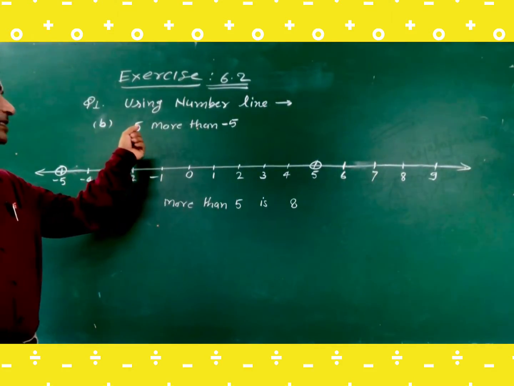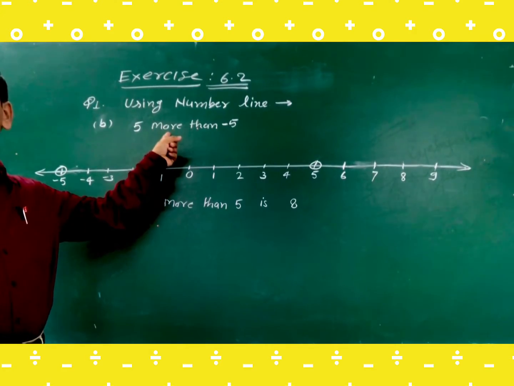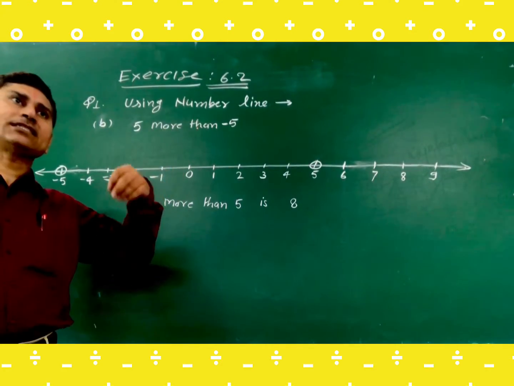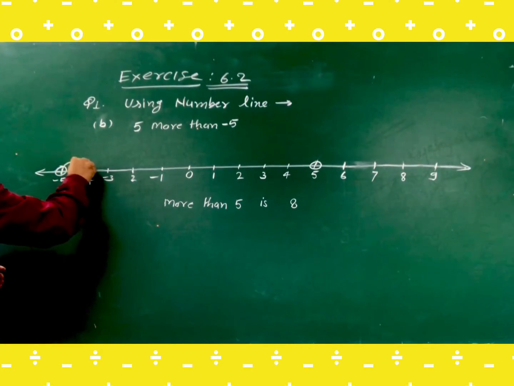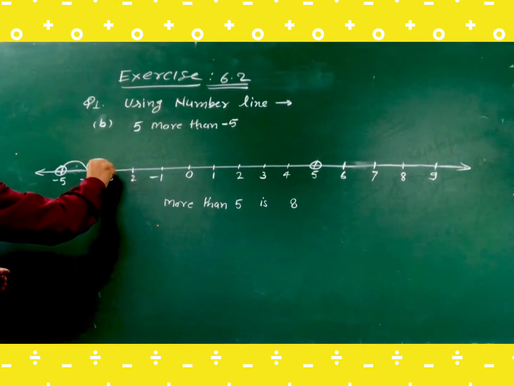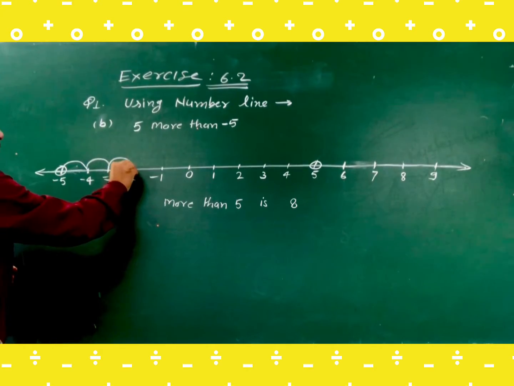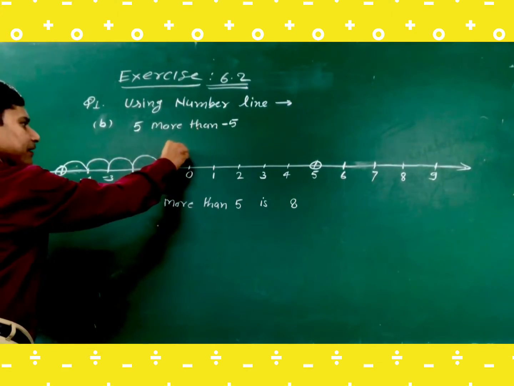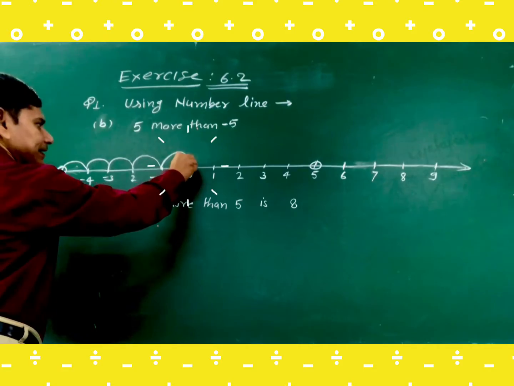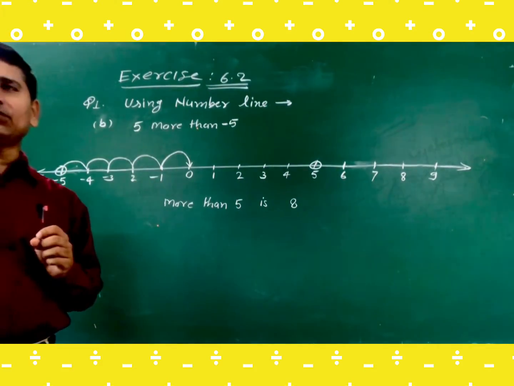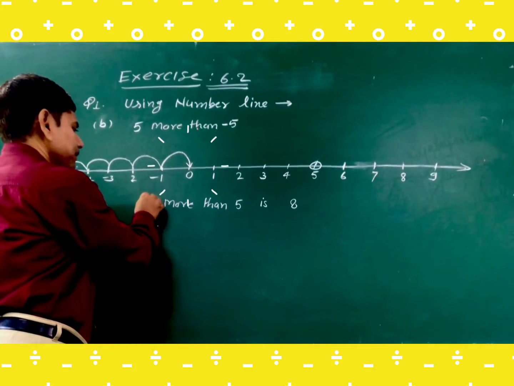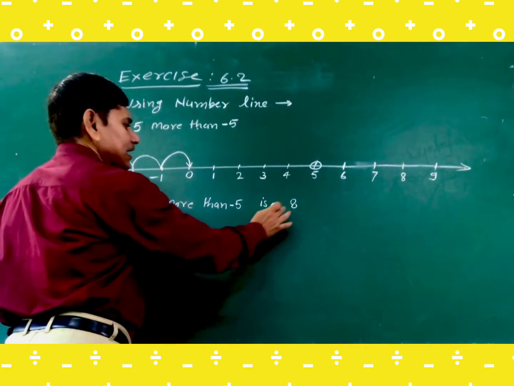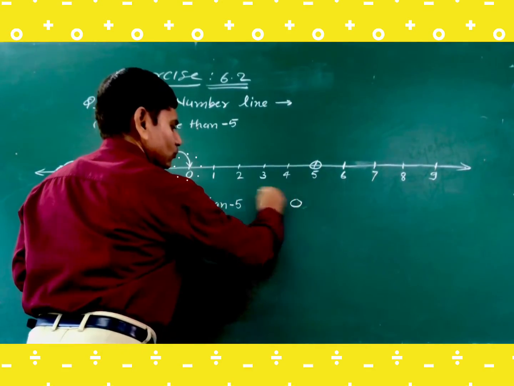And the question says 5 more. 5 more. So you will start the stepping. That is 1, 2, 3, 4 and 5. So what will you get here? 0. It is 0. So it means 5 more than minus 5 is 0.